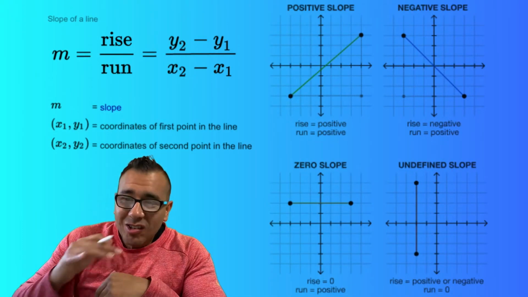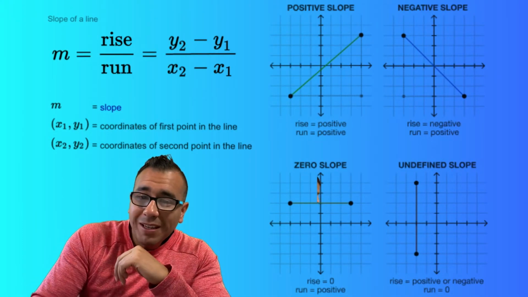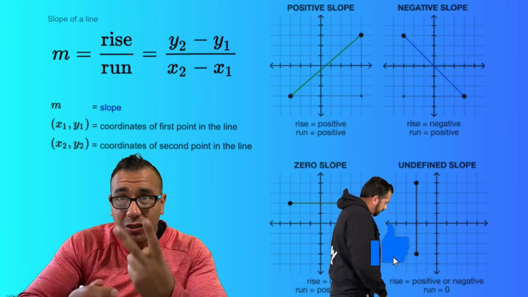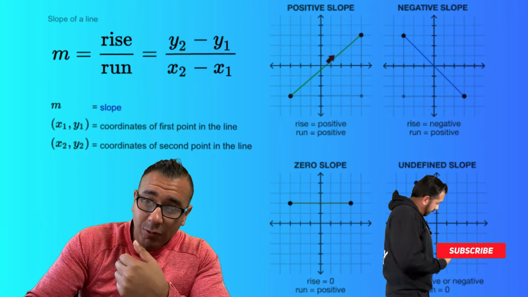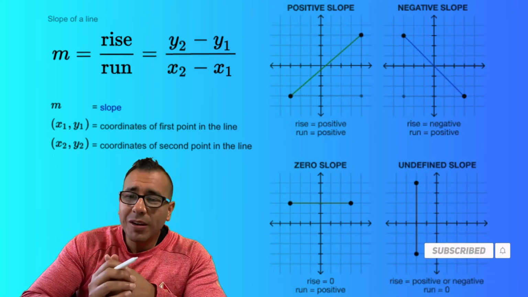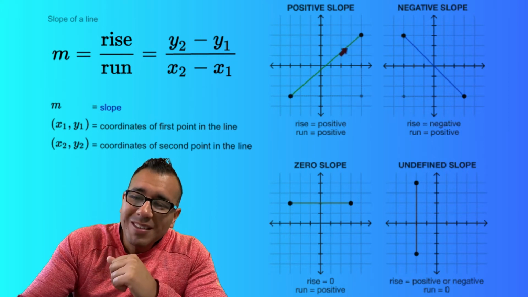Alright mathletes, let's jump in here. Today we're going to be looking at how to find the slope of a line. You could be given 2 points, or they could just give you a line, whatever the situation might be. First of all, what is a slope? The slope is the steepness.